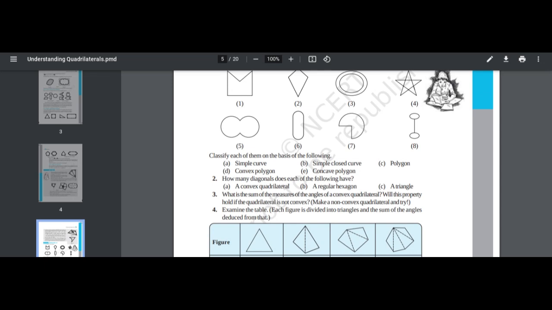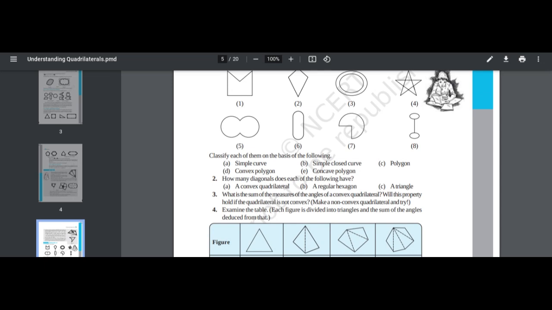No, it is not a polygon. It is not a polygon, and it is not a simple curve, and it doesn't belong to the simple closed curve. So the figure 8 has nothing.